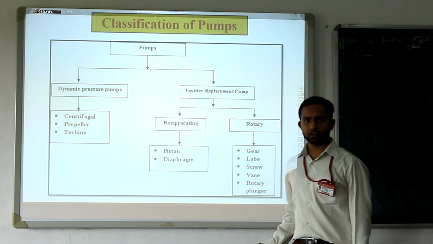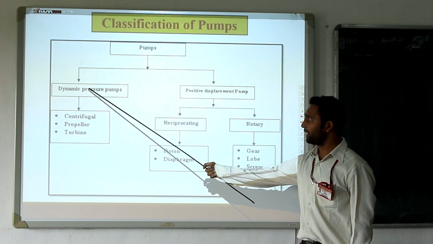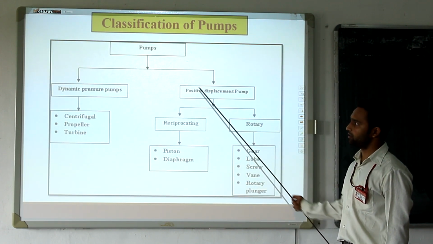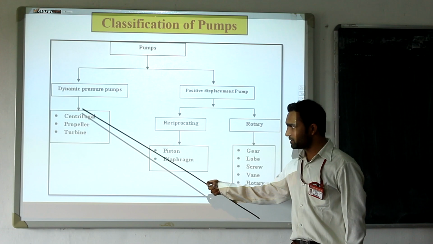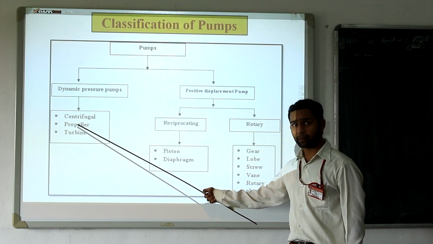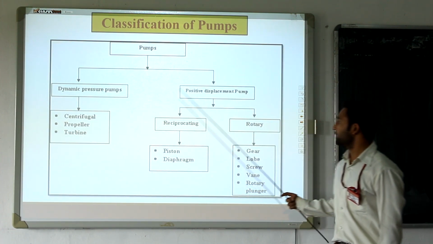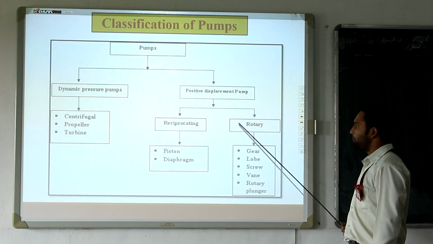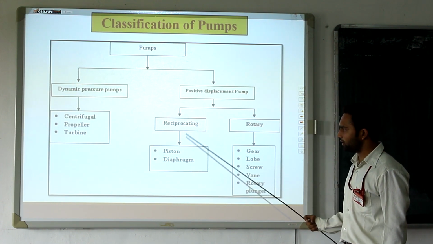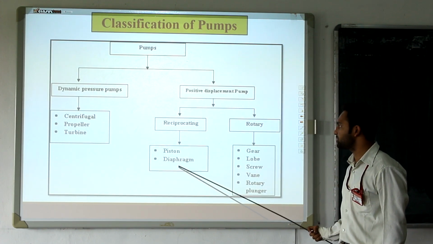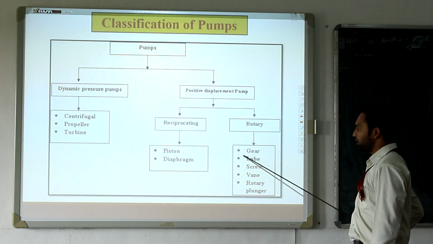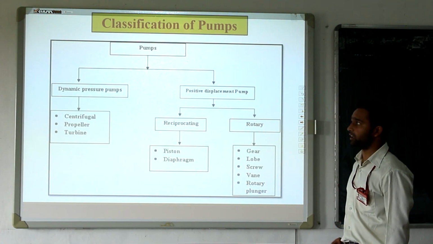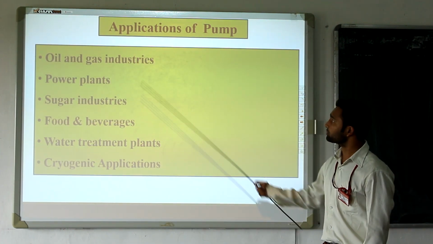Here, the classification of the pumps is indicated, where dynamic pressure pumps and positive displacement pumps are there. In case of dynamic pressure pumps, centrifugal pump, propeller type pump, and turbine pump are there. In case of positive displacement pumps, reciprocating pump and rotary pump are there. In reciprocating, piston and diaphragm pumps are there. In rotary pumps, gear, lobe, screw, vane, and rotary plunger pumps are there. So this is the classification.